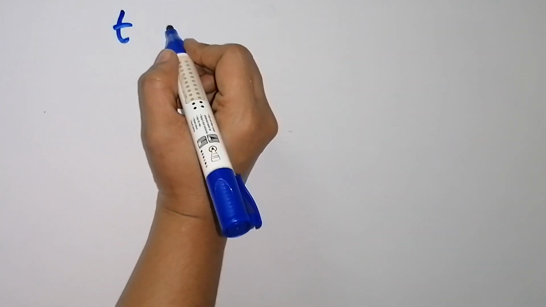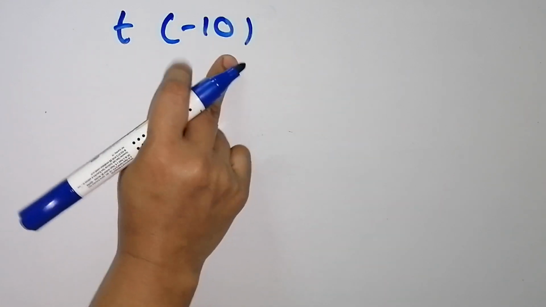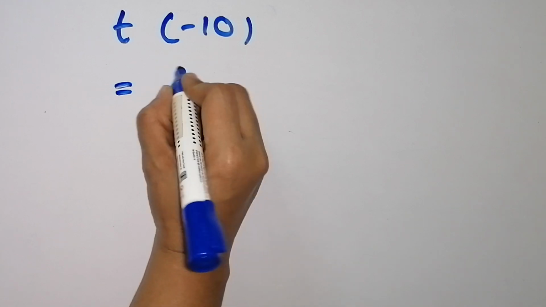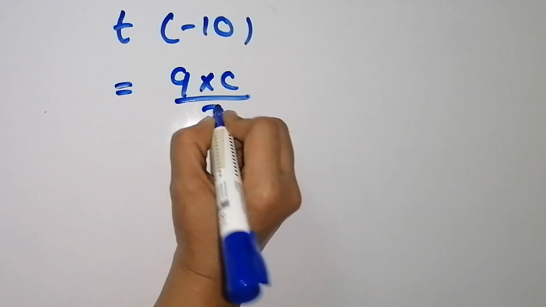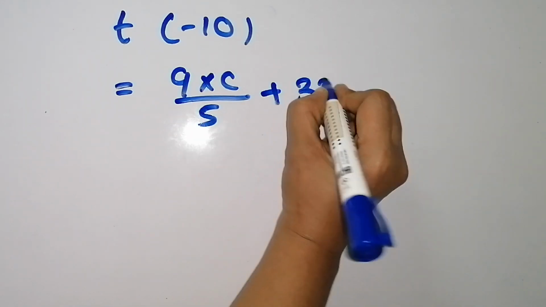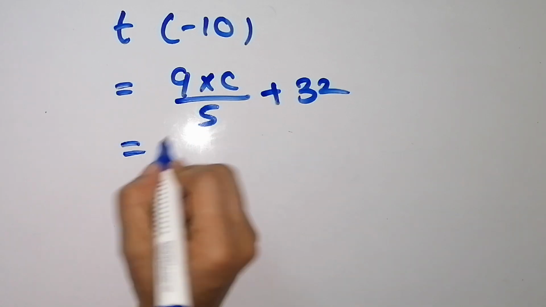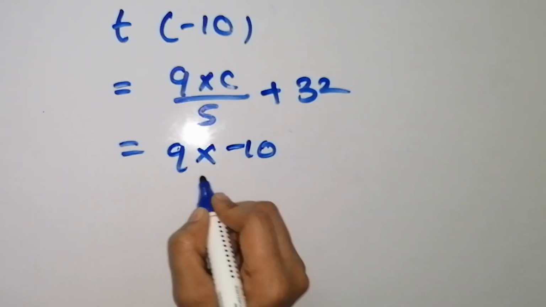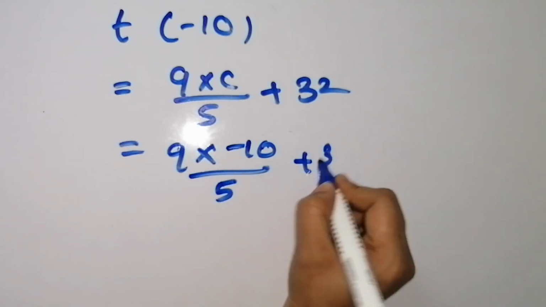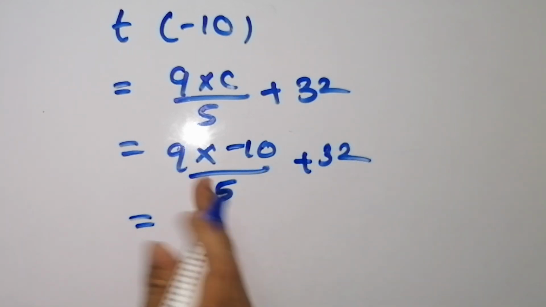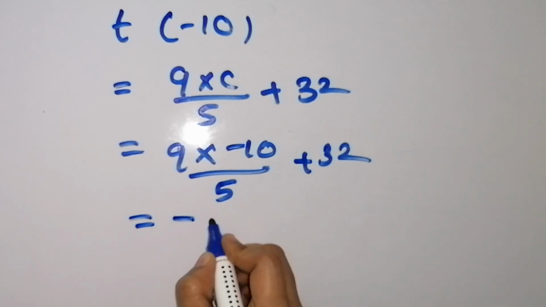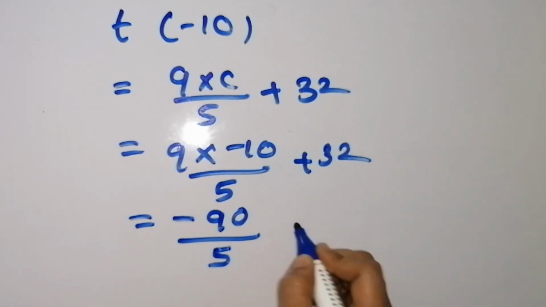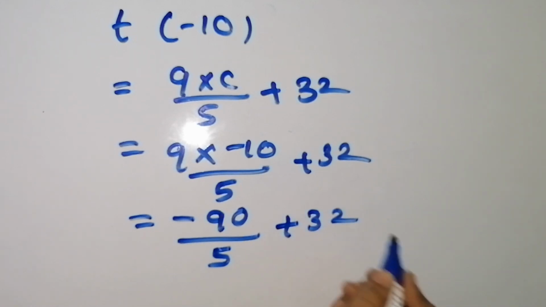That means t of minus 10 means we replace the c with minus 10, which is equal to 9 into c divided by 5 plus 32. This is our real valued function. We replace this c with minus 10. That is 9 into minus 10 divided by 5 plus 32, which is equal to 9 into minus 10. What is the answer of 9 into minus 10? That is equal to minus 90. Minus 90 divided by 5 plus 32.